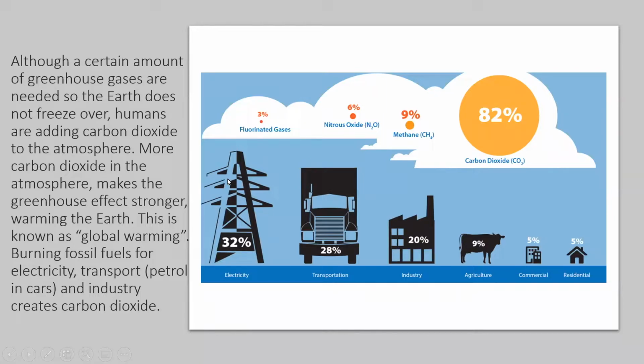Electricity, transportation, industry: we're burning fossil fuels mostly for these. Agriculture, we'll go into more detail about in another slide. It's because we're cutting down trees, deforestation, for farmland, and cows also burp out methane. Commercial, so offices and things, are using electricity. Residential is smaller. Okay, so let's get to a bit more detail.